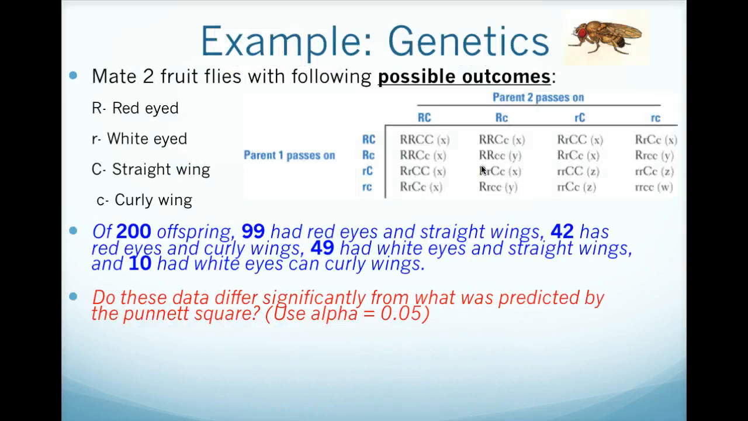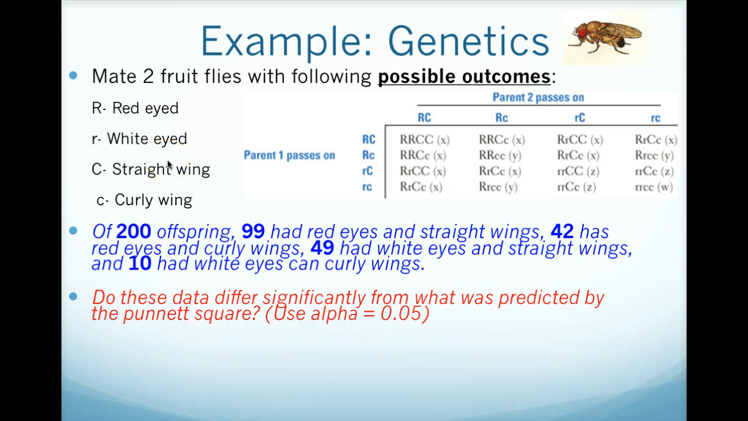Now, I'm going to show you a full-length example. This is exactly what I'm going to be expecting to see tomorrow when you guys are working on your group problems. This problem has to do with fruit flies. This is called a Punnett square, just like you used in biology. And it says if we mate two fruit flies with the following possible outcomes.